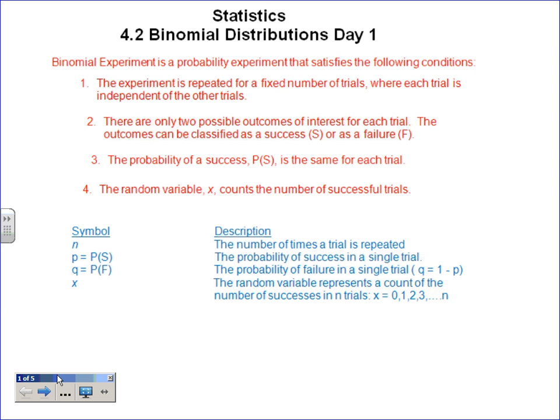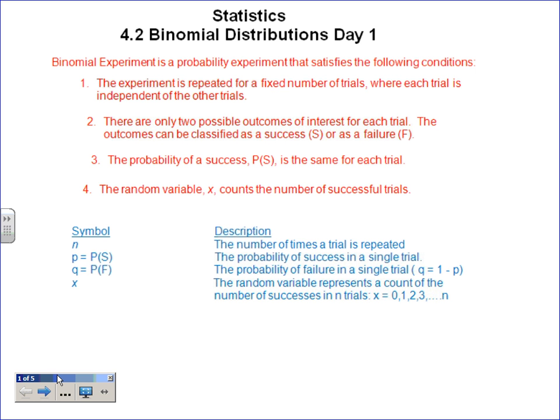So here it says a binomial experiment. Obviously, you think of the word two, right? Possibilities. It is a probability experiment, just like we've been doing. So we know that every probability has to be between 0 and 1, and they all have to add up to 1 when you're done. But there are some more conditions here. These are the 4 main ones.